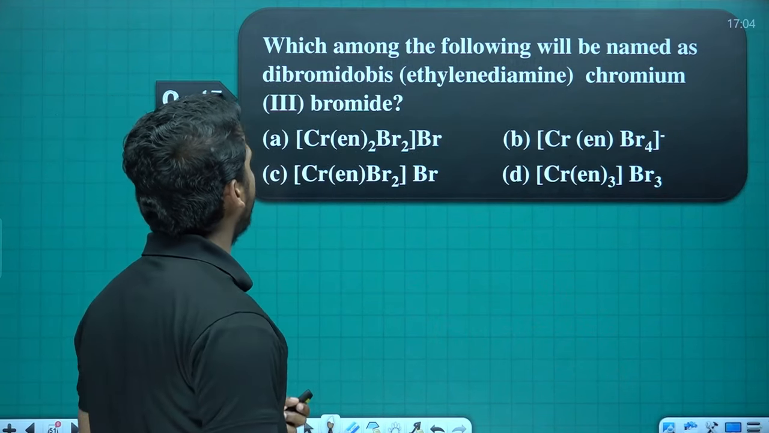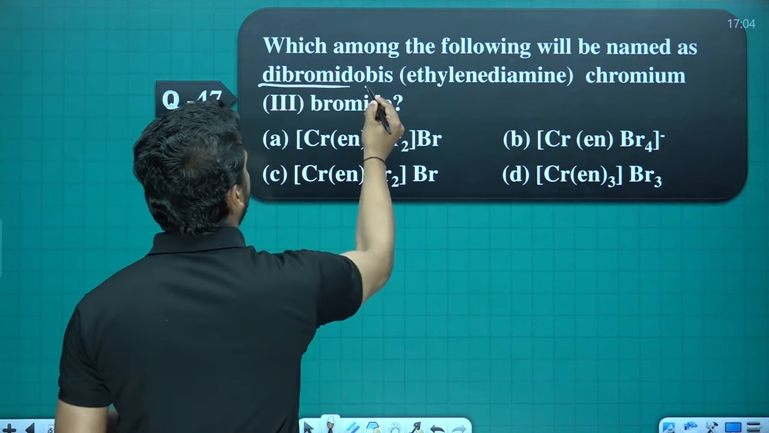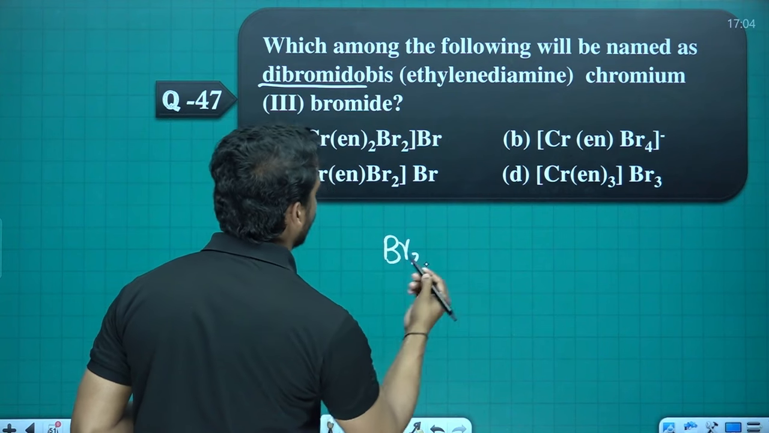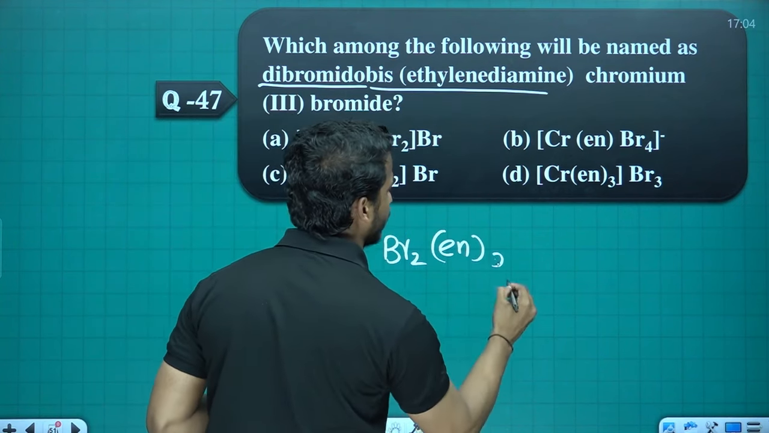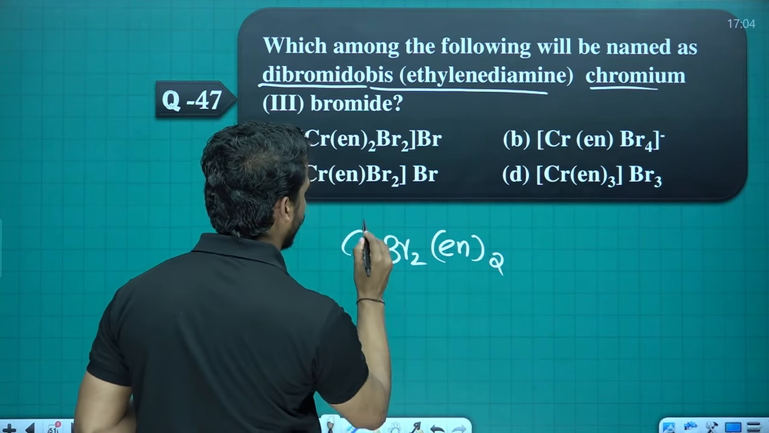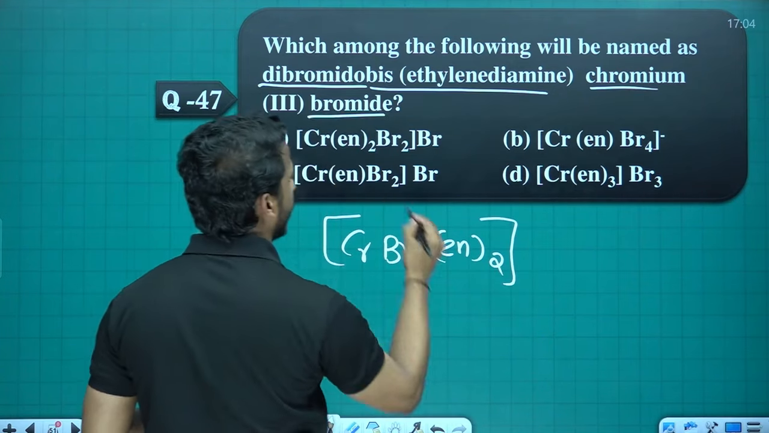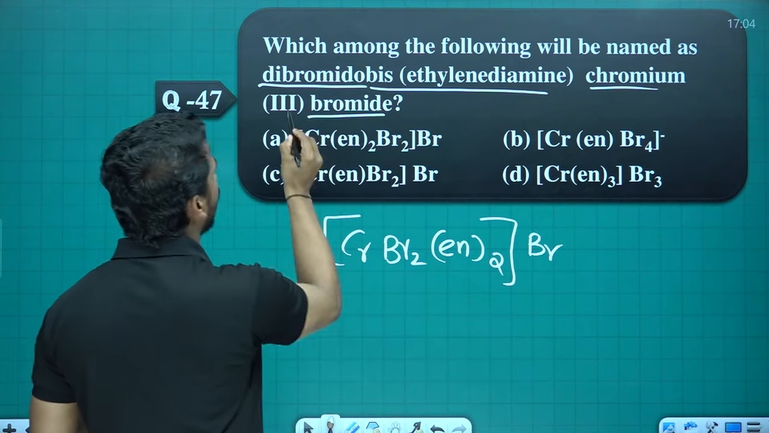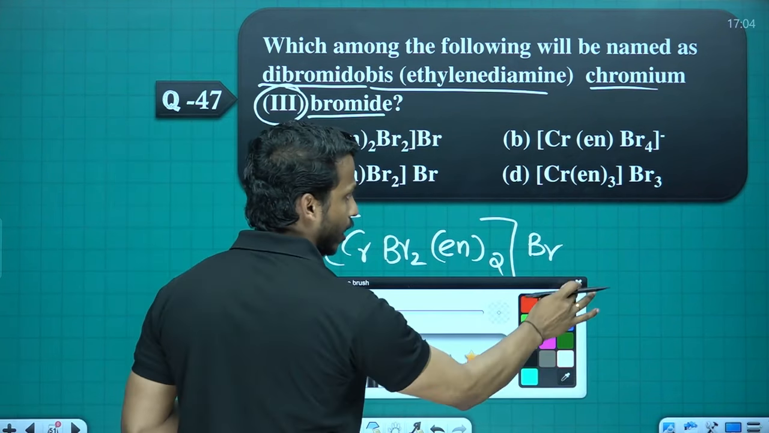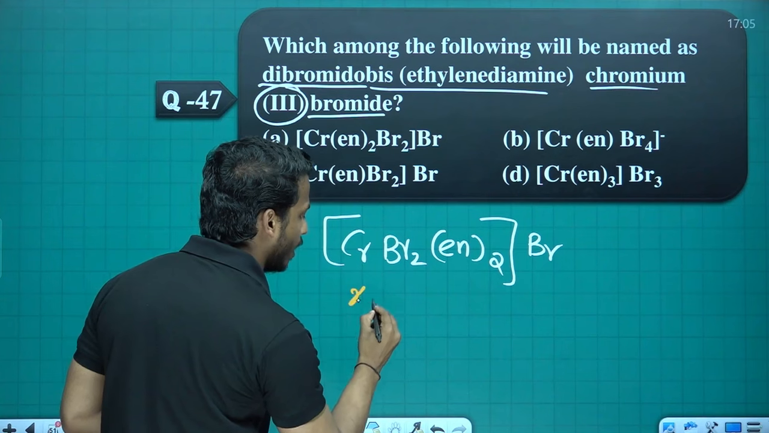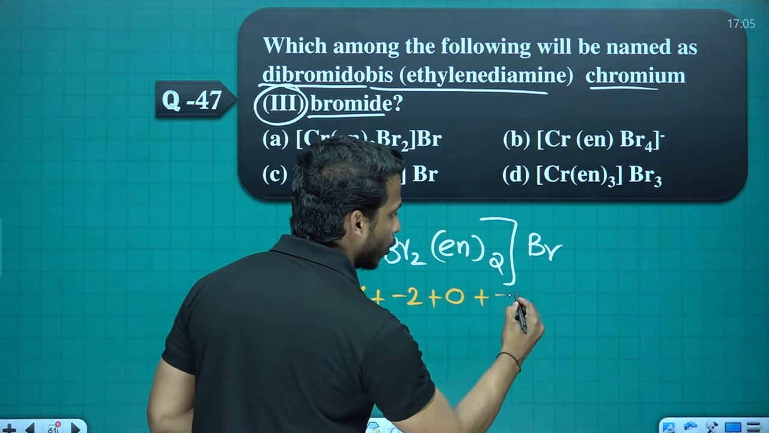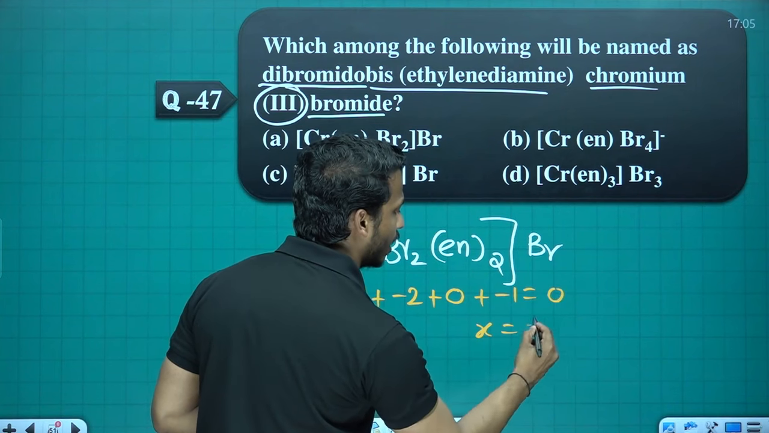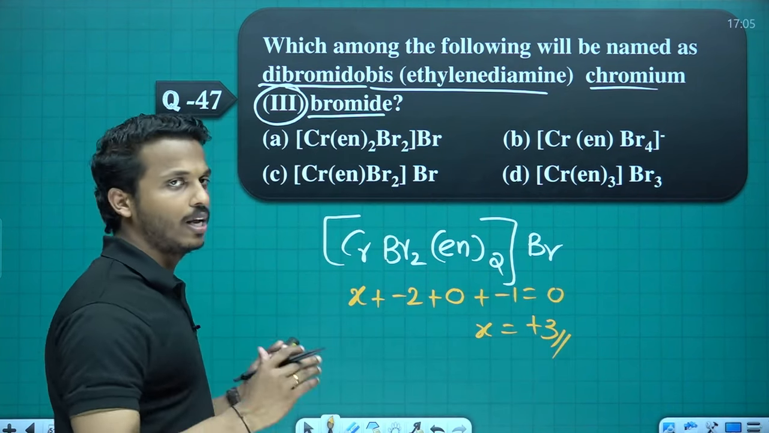Which among the following will be named as dibromido? What is dibromido? Br2. Bis ethane-1,2-diamine. That means what? en twice. And what is the central metal atom? Chromium. And is there any counter ion? Yes, bromide. But overall charge we need to make it 3. Okay. So as per now, let me write chromium X, 2 bromine minus 2, en 0, 1 bromine. Overall, yes, we are getting plus 3. So no need to make any adjustment.